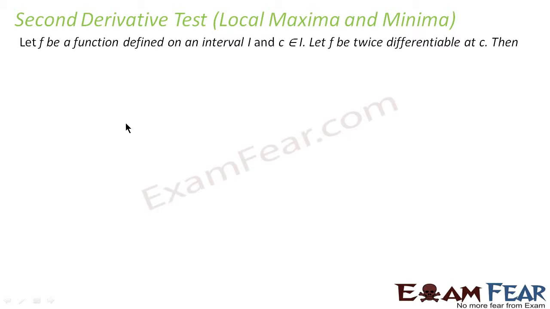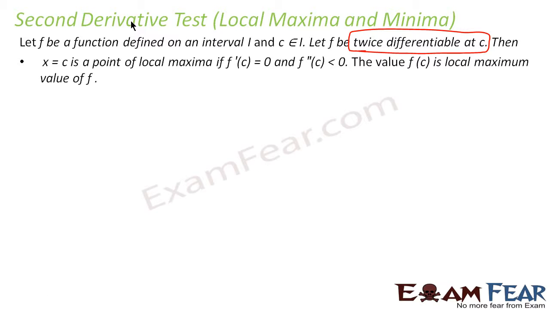So if f is a function defined in the interval L, with c any number on this interval, and f is twice differentiable. Please note this condition has to be true, then only we can apply this, because if it is not twice differentiable, we will not be able to use the second derivative test. The test says that if f dash of c is equal to 0, that means c is a critical point. c can be local maxima, local minima, or a point of inflection also, correct?